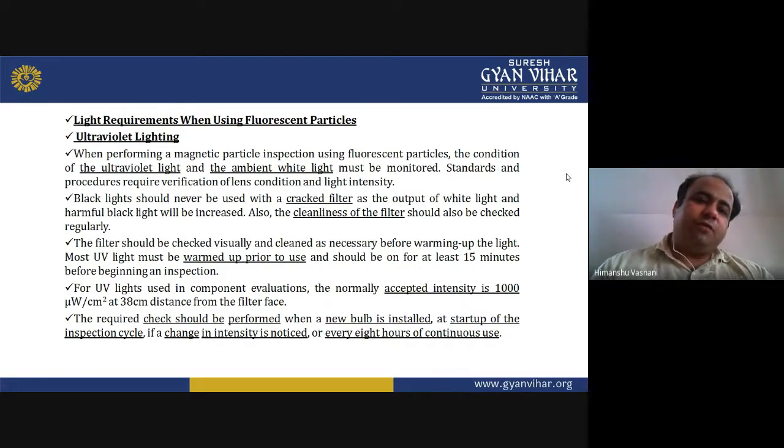The filter should be checked visually and cleaned as necessary before warming up the light. Most ultraviolet lights must be warmed up prior to use and should be on for at least 15 minutes before beginning the inspection. In this way, you go with the ultraviolet lighting inspection when using fluorescent particles.